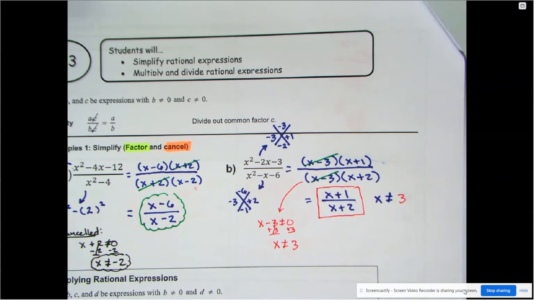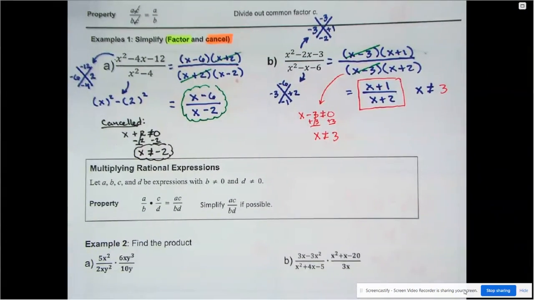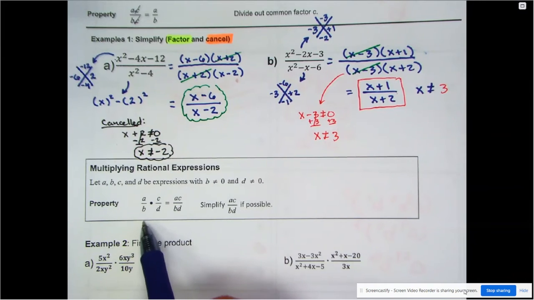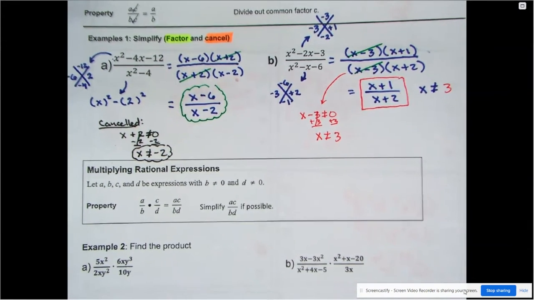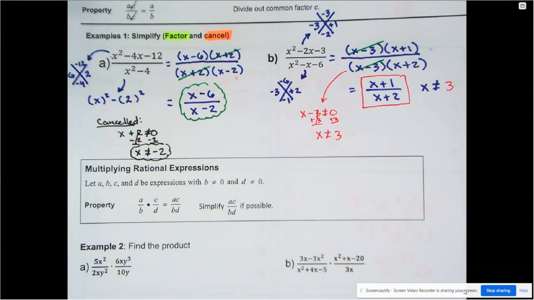Now, that's if we just have one fraction. But of course, if you look at the top, it does say we're going to be multiplying and dividing rational expressions, aka we're going to multiply and divide fractions. So we continue. Now, when you're multiplying rational expressions, we're going to let A, B, C, and D this time represent expressions where B cannot be 0 and D cannot be 0. Remember, that is following the one basic rule in math that says you can never divide by 0. Dividing by 0 is just impossible.